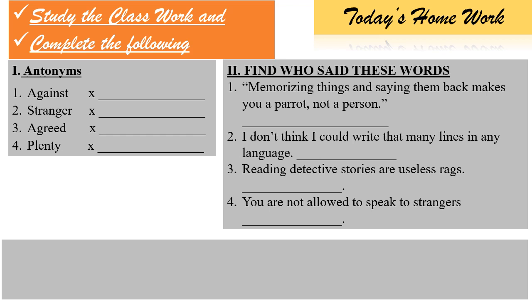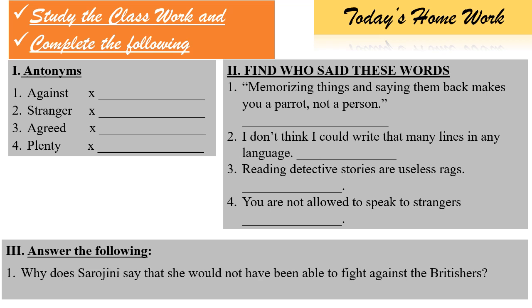And you have 2 more questions. Answer the following. Why does Sarojini say that she would not have been able to fight against the Britishers? What have you learned about Sarojini's view of adults? So these are your homeworks. Write it down this in your homework note.